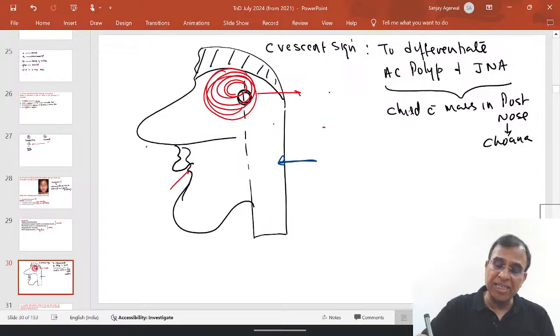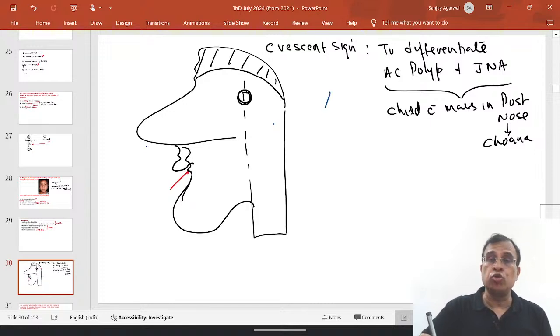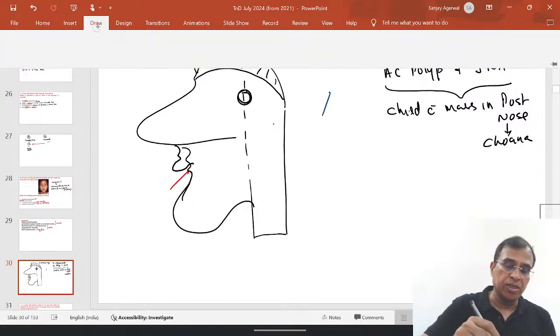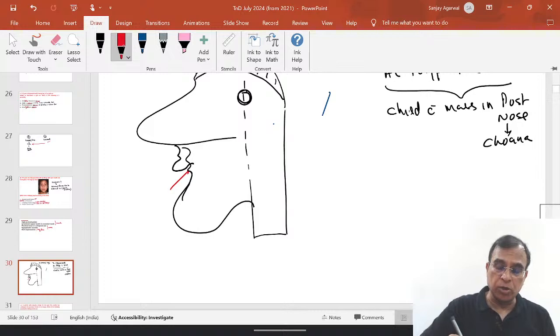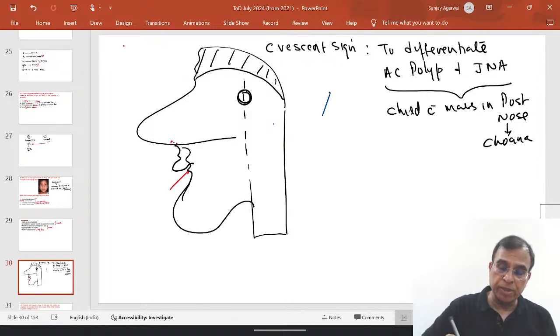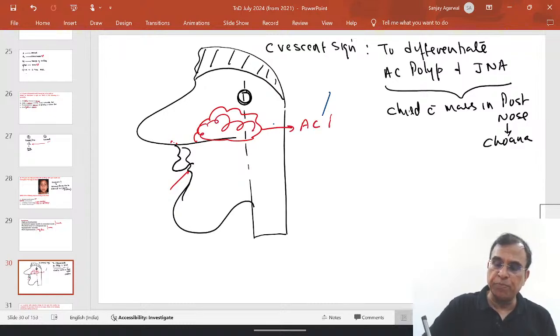But an AC polyp comes from the maxilla, antrochoanal polyp. Antrum is the name of the maxilla. So from the maxilla the polyp comes into the nose, and the polyp grows from the maxilla towards the nasopharynx. So this is your AC polyp.